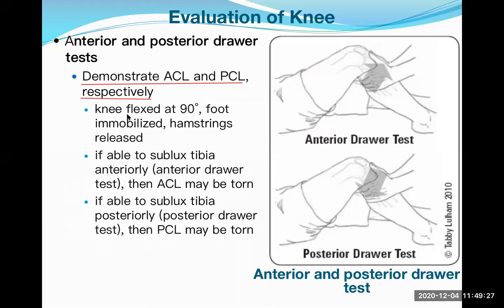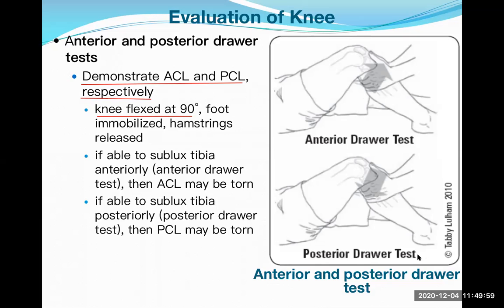Let's talk about it. The knee is flexed at 90 degrees, just like this, which is shown in the picture. The foot is immobilized and the hamstring muscles are relaxed. We ask the patient to relax the hamstrings. After that, we pull the tibia anteriorly. That is called the anterior drawer test. And when you push the tibia posteriorly, that is done in the posterior drawer test.